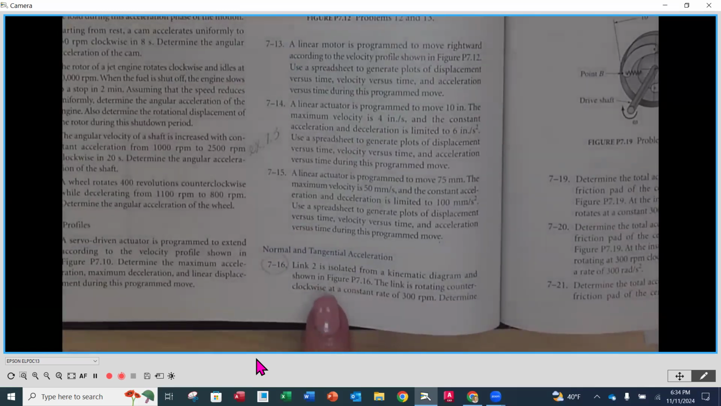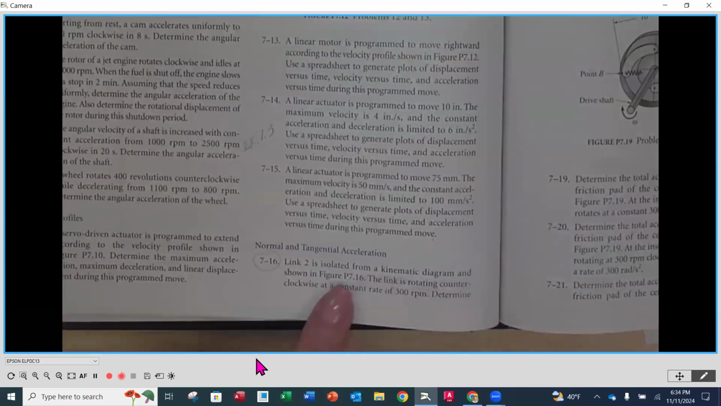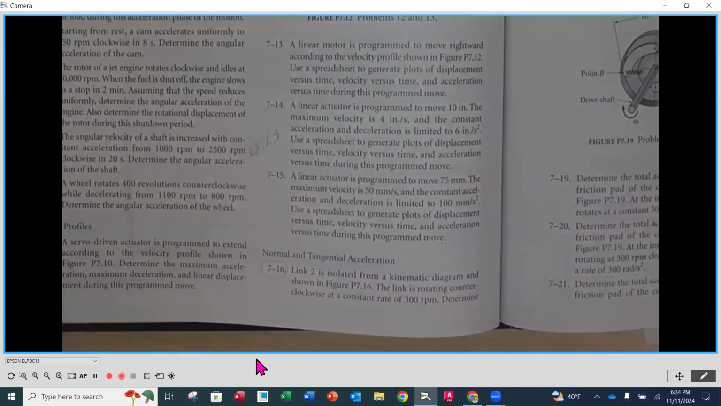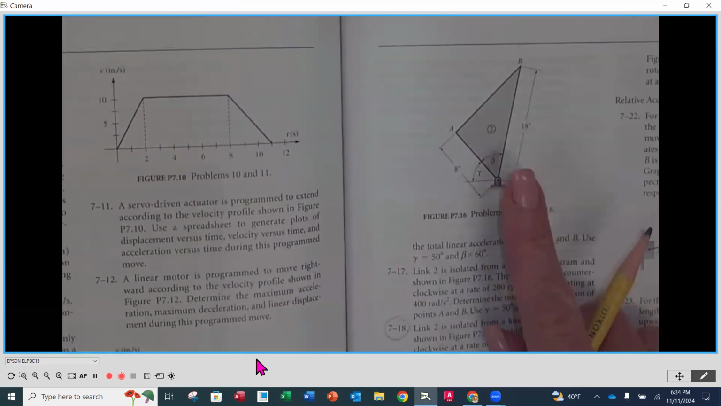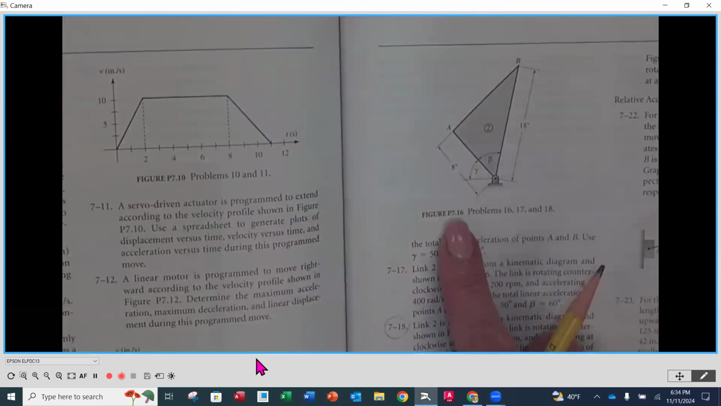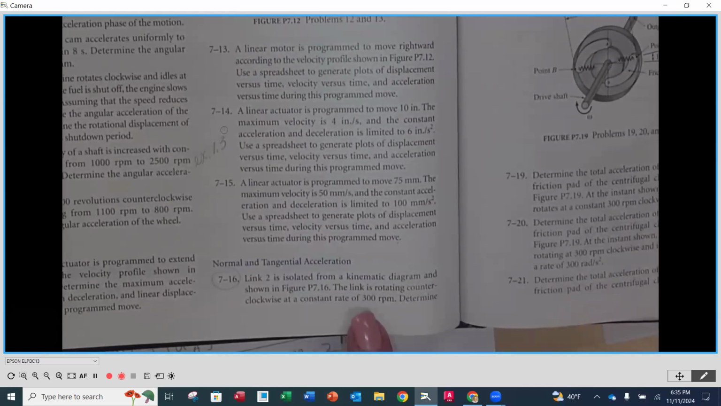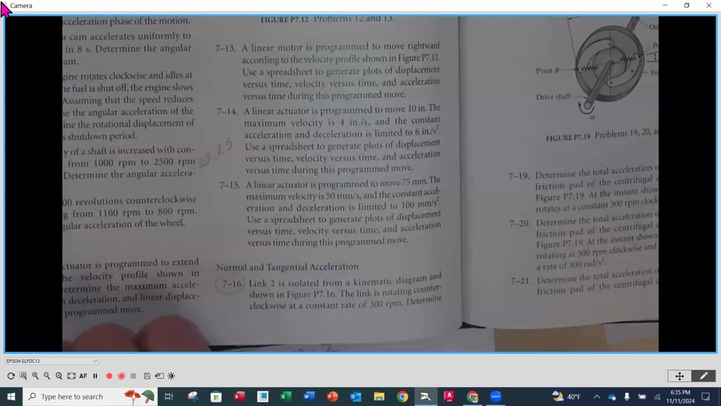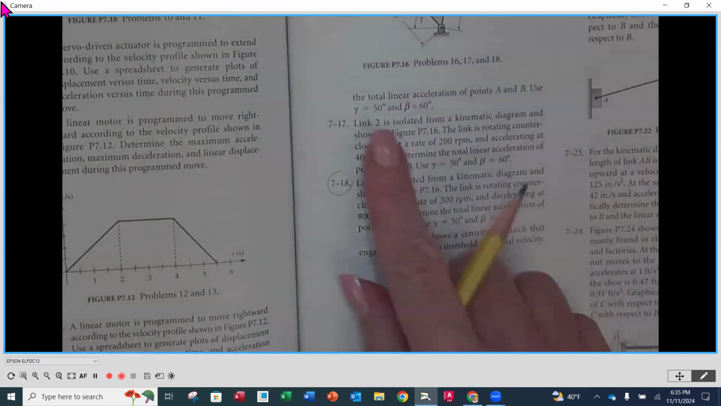Your next one is going to be number 16, it looks like. This is going to be normal and tangential acceleration. Link number 2 is isolated from a kinematic diagram and is shown in figure P7-16, which is at the top of the following page. So this is the illustration that they're referencing. The link is rotating counterclockwise at a constant rate of 300 RPM. Determine the linear acceleration of points A and B, and then use the angles so that you can see them up there.